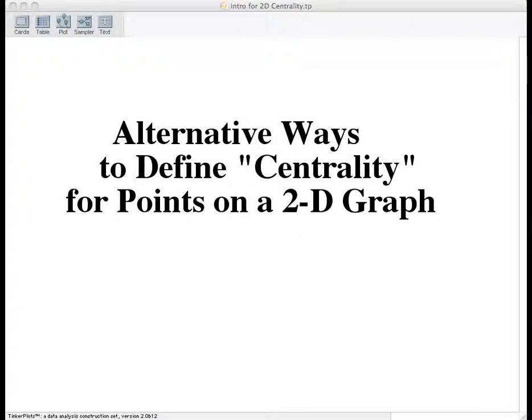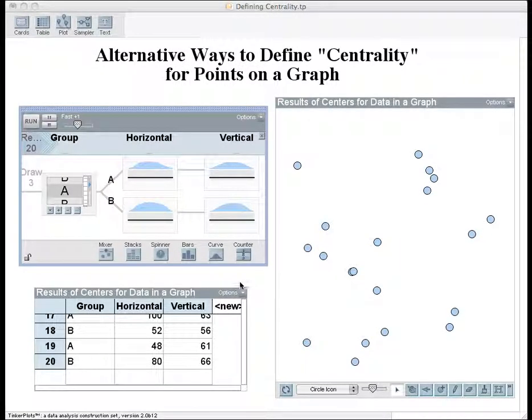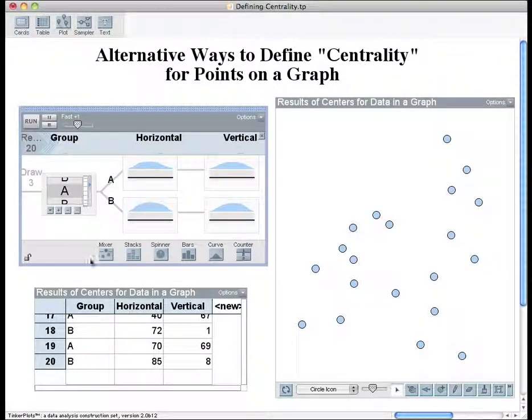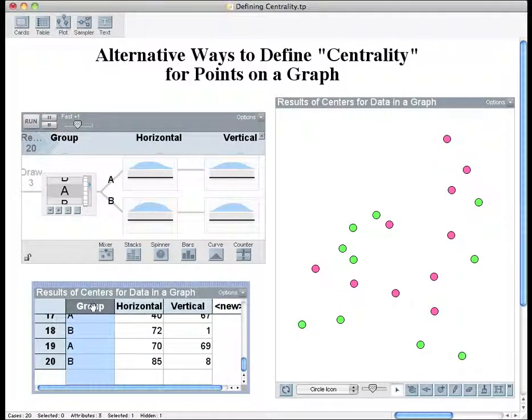The next topic we'll be investigating is about alternative ways to define centrality for points on a two-dimensional graph. For example, we might look at data samples from a real-life situation, or we might look at data collected from a simulation, like the one shown here. But, in either case, when we compare two groups, our results often depend on how we define constructs like centrality and spread. So, our next topic is centrality.